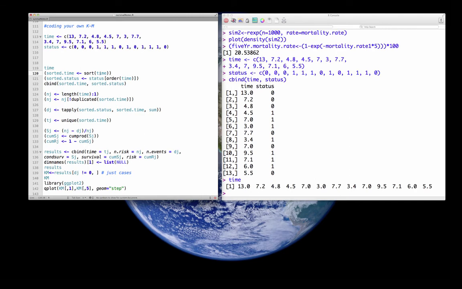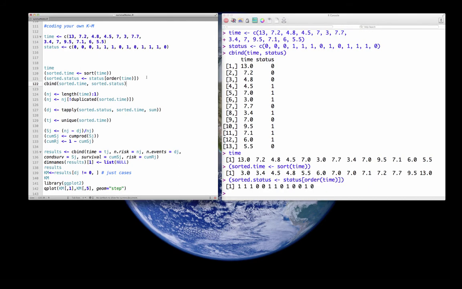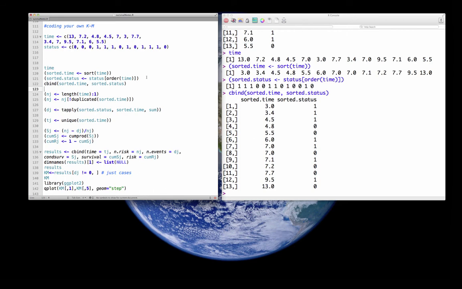So what we're going to do is sort time first. And this is just the process you go through to creating a Kaplan-Meier curve itself. If we sort time, we're just taking this time vector and sorting it in increasing order. Then we're going to order or sort the status variable by the sorted time variable we just created, so that the statuses line up to the correct times. You just see that they do right here. We bind them like that.